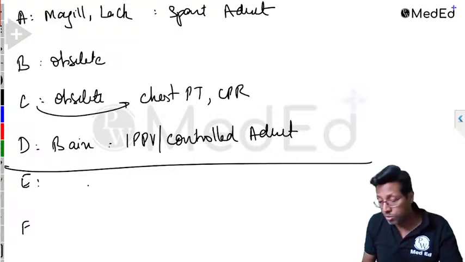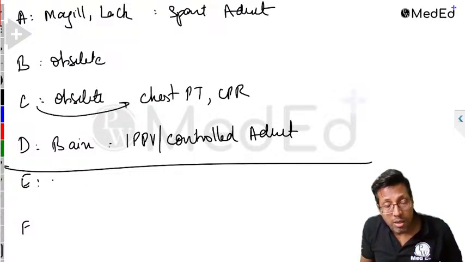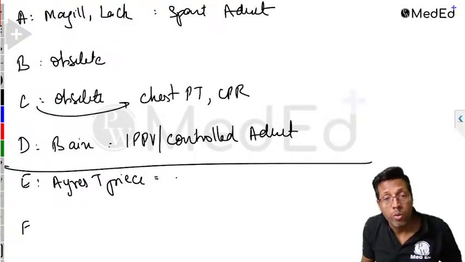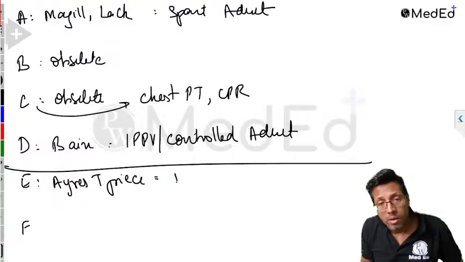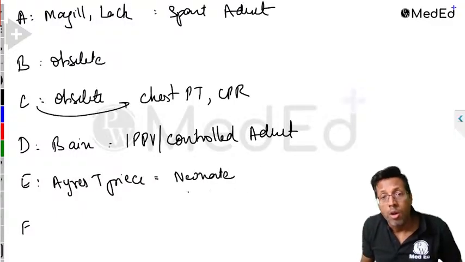Mapleson E and F are both used in children. So Mapleson E is called the Ayre's T-piece. It was made for a neonate. There was no bag and no valve. It was made for a neonate, but it is not used so often in them. Also, it is used in ICU patients to wean a patient off the ventilator.